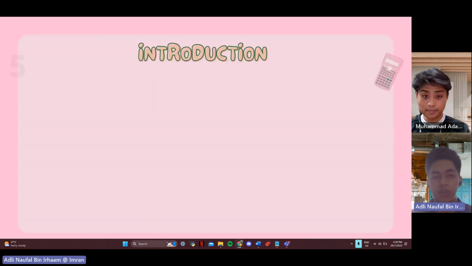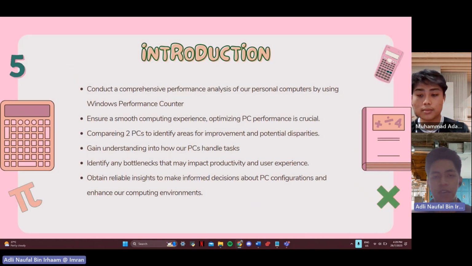Starting with the introduction, as technology advances, PCs have become essential in our daily lives, work, communication, and entertainment. In this project, the main objective is to conduct a comprehensive performance analysis of our personal computers using the Windows Performance Monitor, also known as Windows Performance Counter, which is a powerful tool provided by the Windows operating system.